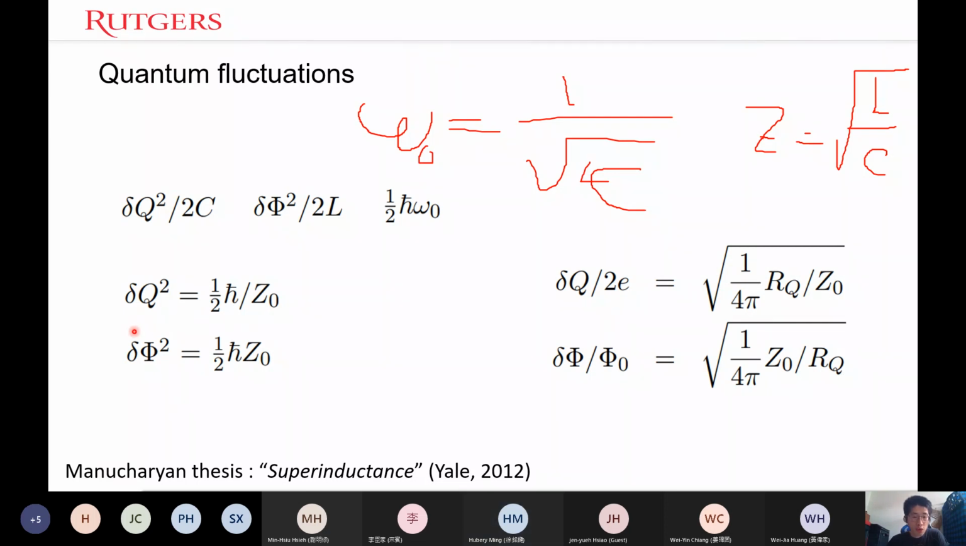So in order to have a large quantum phase fluctuation, we need a large Z0, which means large inductance, and large impedance means large inductance. Does it make sense? Yeah, but it's a trade-off. If you have large inductance, your omega 0 will be very small. Excellent question. So that's why the capacitance needs to be very small. So L times C needs to be constant.